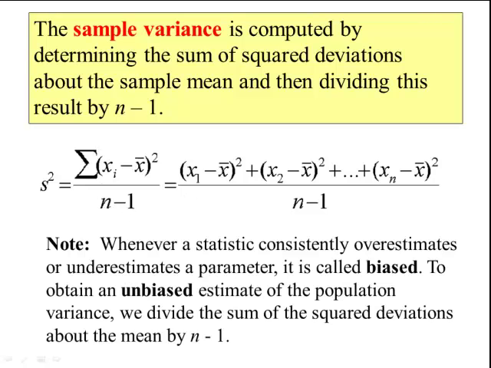Why do you divide by n minus 1? Well, whenever a statistic consistently overestimates or underestimates a parameter, it's called bias. To obtain an unbiased estimate of the population variance, we divide the sum of the square deviations about the mean by n minus 1. So in other words, we lose what's called a degree of freedom. So if we have 10 observations, really we have 9 degrees of freedom, so we divide by 9.